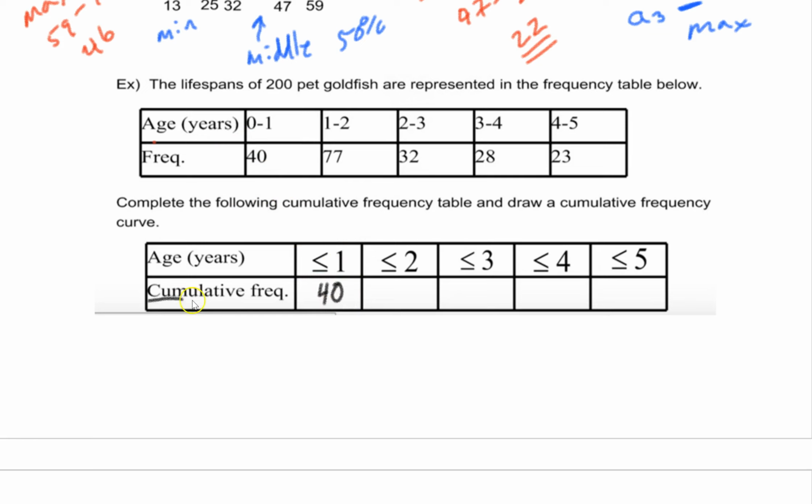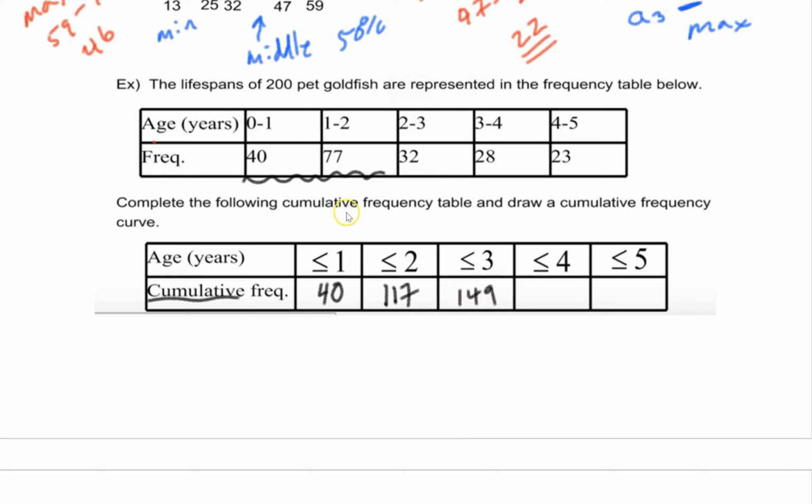Right now, remember, cumulative frequency means it's like, what's the running total? So less than 2 years, you're going to add up these two scores here. So it's 40 plus 77, which is 117. Right, so that's adding these two up, because cumulative frequency, right? What's the running total? Between 2 and 3 years, so less than 3 is going to be that, plus another 32. So that's going to be 149.